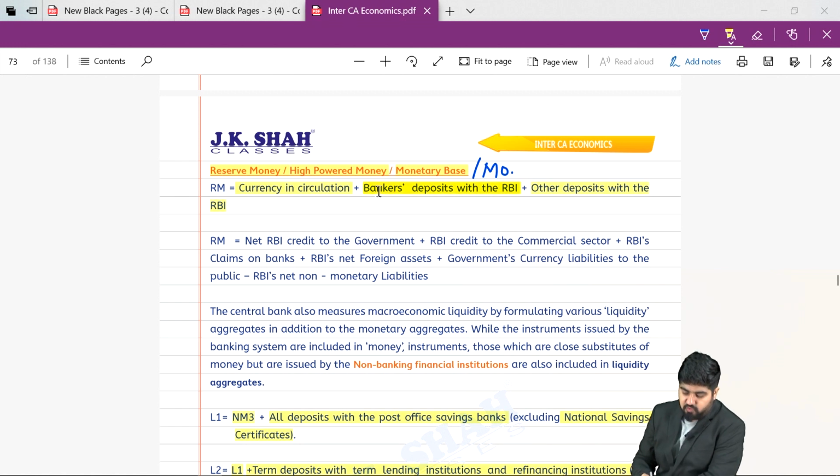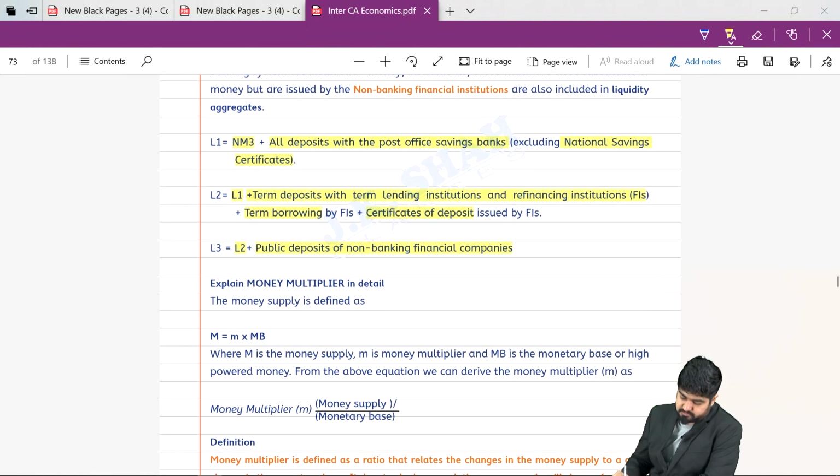However, if you want to take it ahead, then it can also be net RBI credit to the government as well as credit to the commercial sector, which will be the currency in circulation. RBI's claims on the banks and RBI's net foreign assets will be nothing but the bankers' deposit with the RBI. And lastly, other deposits with RBI will be government's currency liabilities to the public minus the RBI's non-monetary liabilities, which will be part of other deposits with RBI. So it is just an expanded version of the same formula.